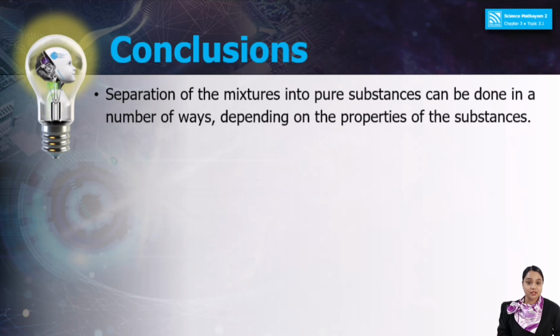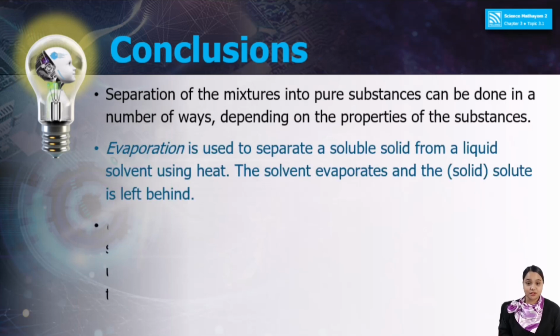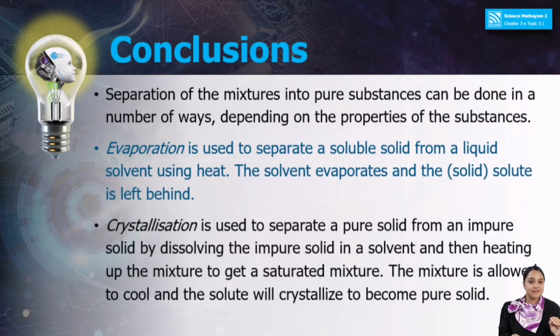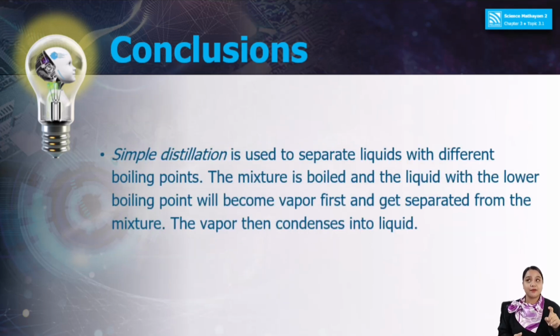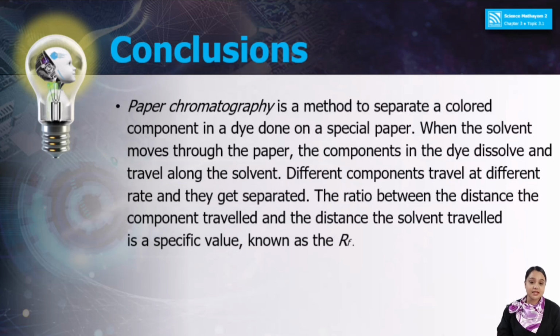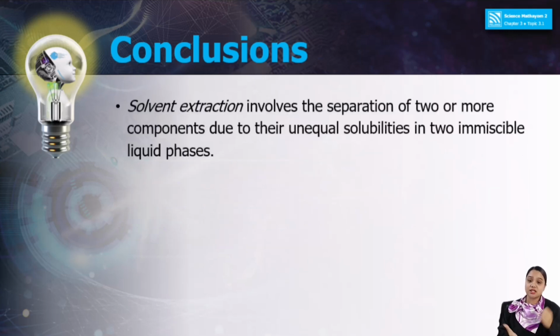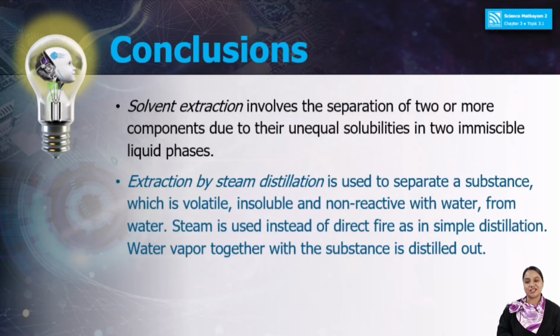Today, we learned that mixtures can be separated because their components have different physical properties. We also learned 6 methods of separating mixtures: evaporation, crystallization, simple distillation, paper chromatography, solvent extraction, and steam distillation. So I hope you have a better understanding of how these methods are used in science and in everyday life.